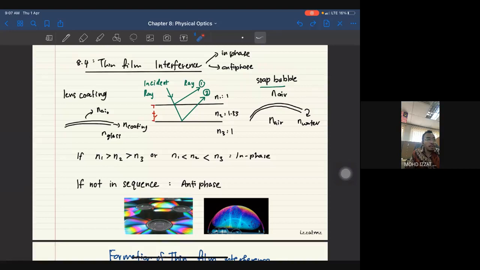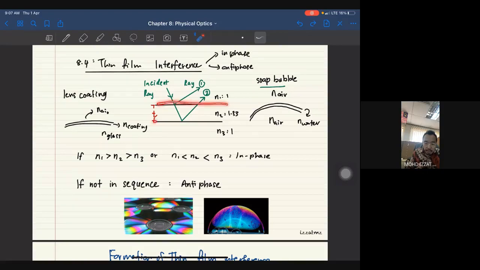So the only problem with thin film interference is that student kadang-kadang tak faham bentuk situation tu macam mana, and then secondly dia tak tahu soalan tu nak constructive ke destructive. Before you can determine whether it's constructive or destructive, you need to determine whether they in phase ataupun anti-phase. So I'm going to show you the easiest way to determine the in phase and anti-phase.